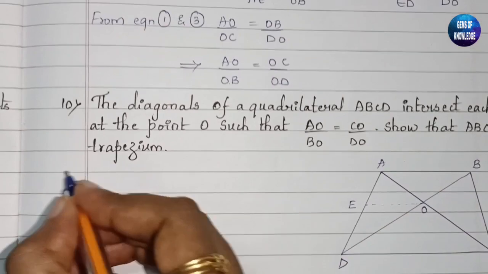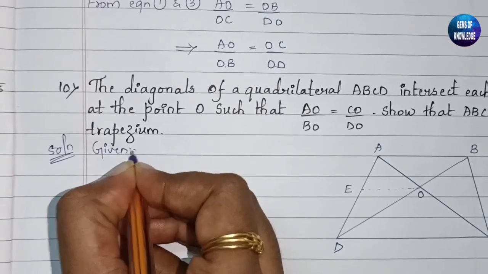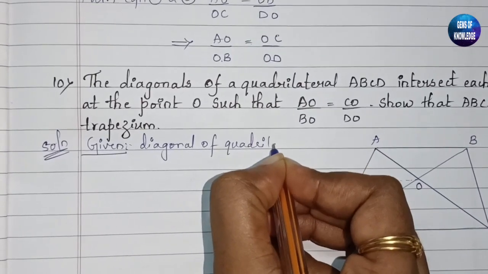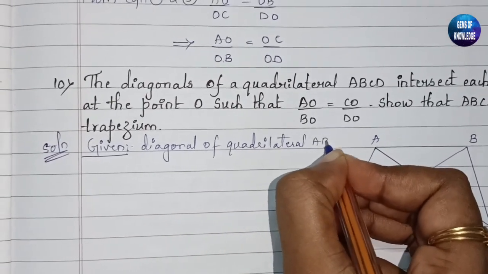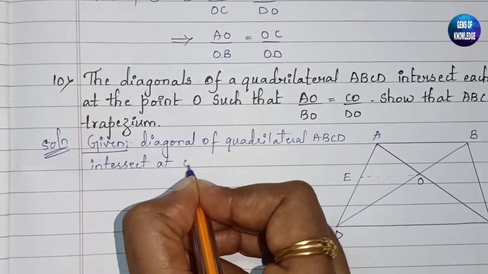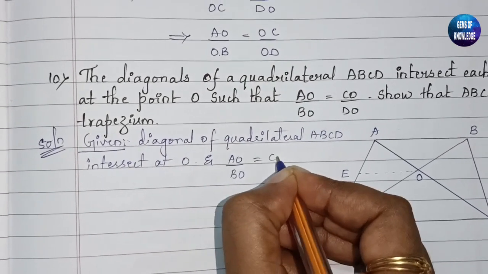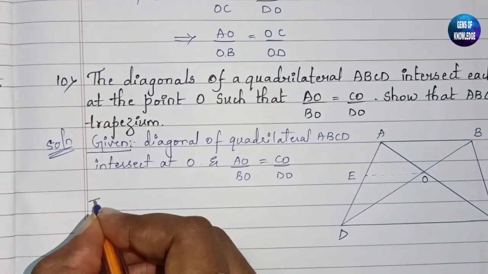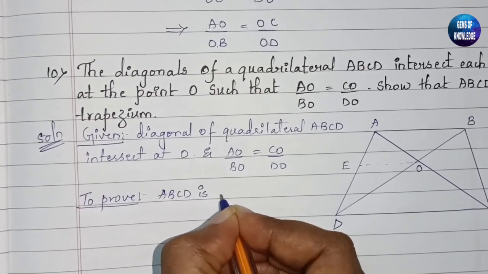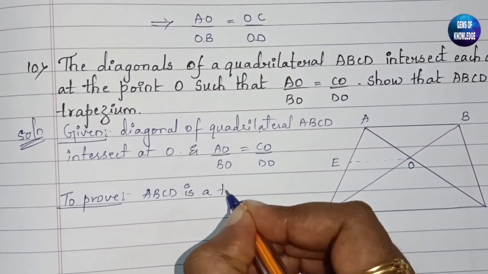Okay, so let us write what we need first. Solution: what is given? Diagonals of quadrilateral ABCD intersect at O. They have also told us that AO by BO is equal to CO by DO. What we need to prove? To prove ABCD is a trapezium. Already they have given us it is a quadrilateral. We just need to show that the quadrilateral is a trapezium.